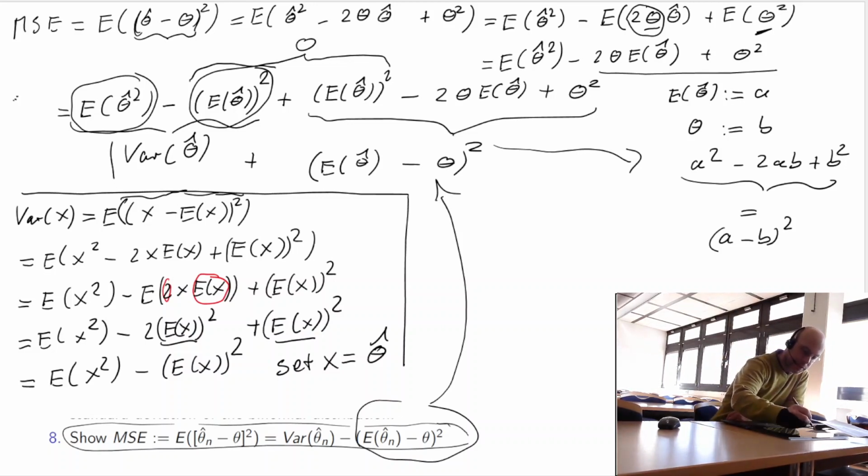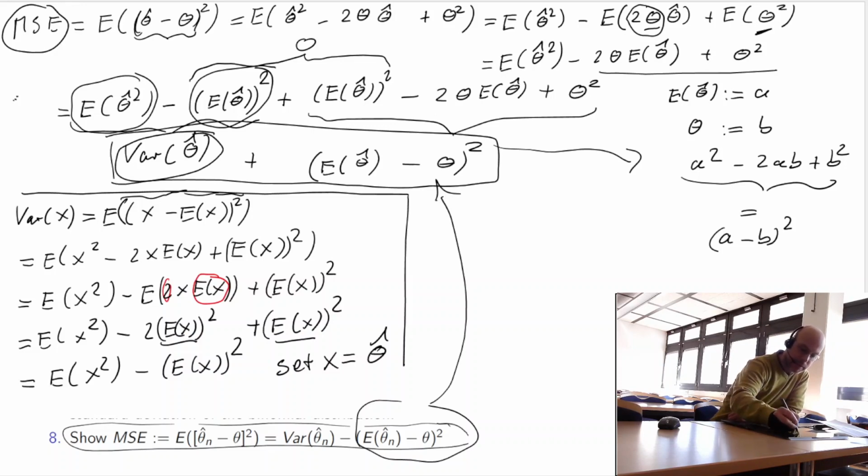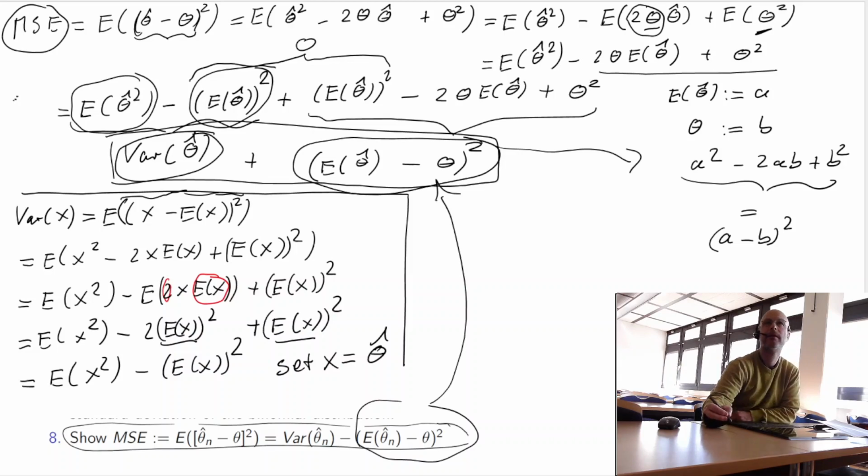And so we can just state that the mean squared error equals the variance plus the bias, that is the squared difference between the expected value of our estimator theta hat and the unknown parameter theta. So this was from last time. But now we want to go back to our confidence intervals.